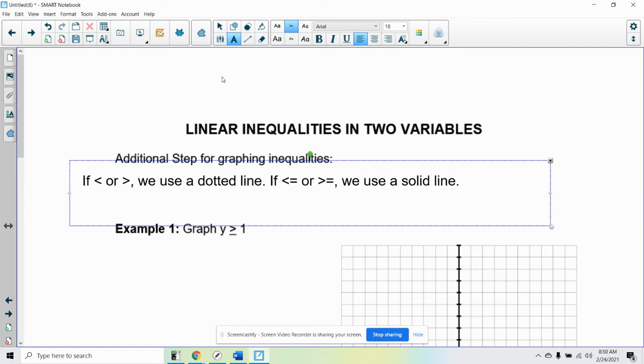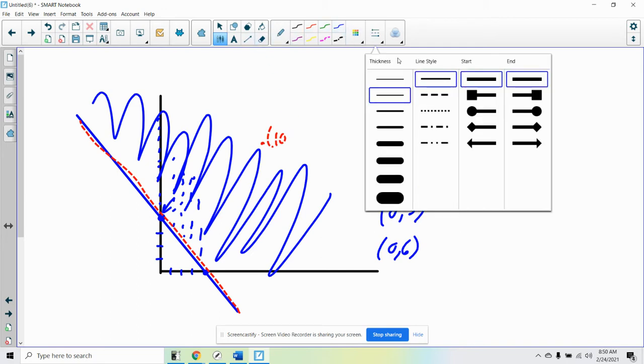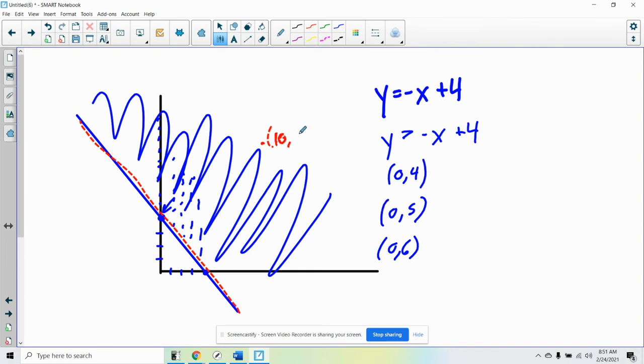So now, once we've established if it's a solid or dotted line, I have to figure out which side to shade. Well, you can really take any point you want and test it. So let's just say I know this is the line. Let's see if the point (10, 10) works. That's fine, you can do that. But what's the easiest point to test? Well, probably (0, 0). So just for argument's sake, we're always going to use (0, 0).